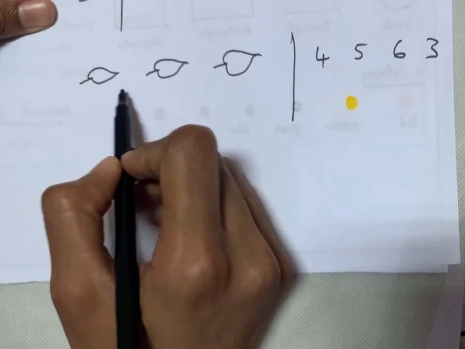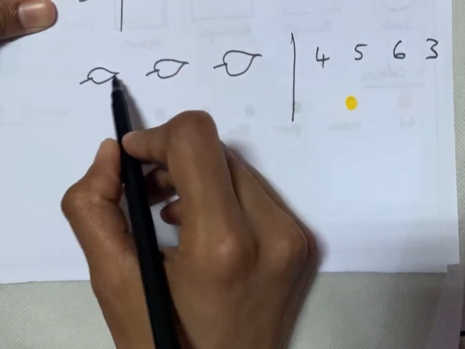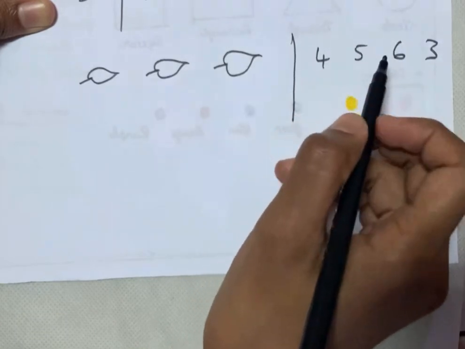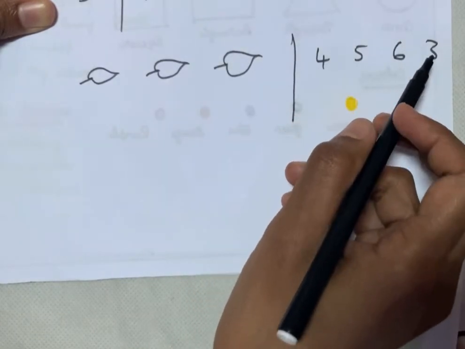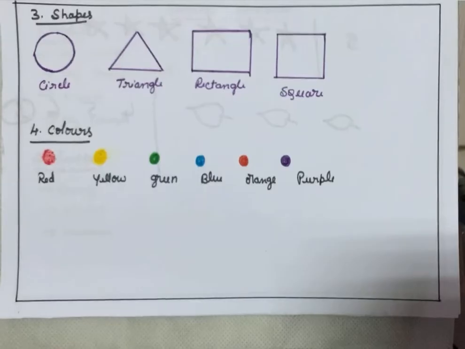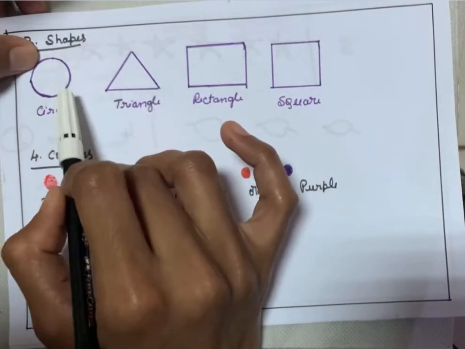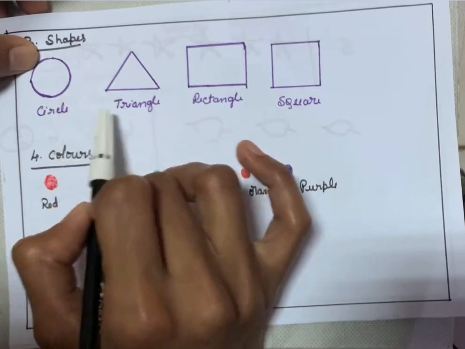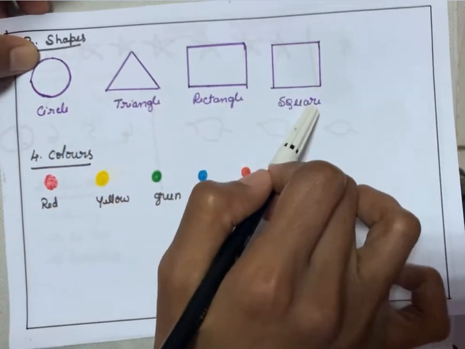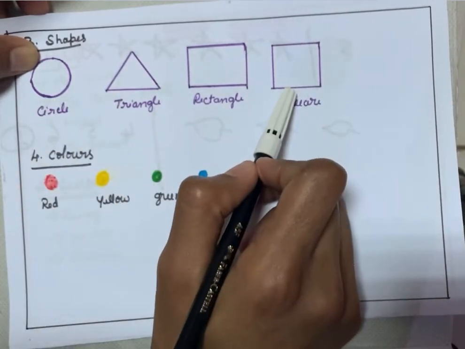Draw any type of pictures here and ask them to count 1, 2, 3, and they have to circle the correct answer like 3. Next, shapes are introduced in class nursery. Basic 4 shapes like circle, triangle, rectangle and square. These 4 shapes are introduced in class nursery.